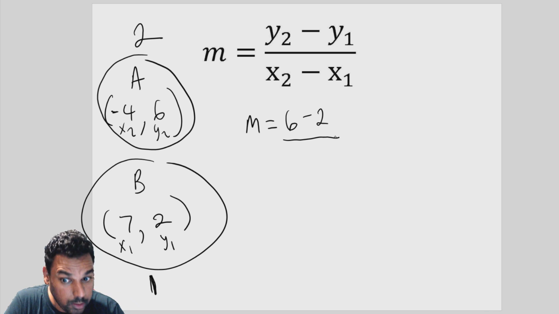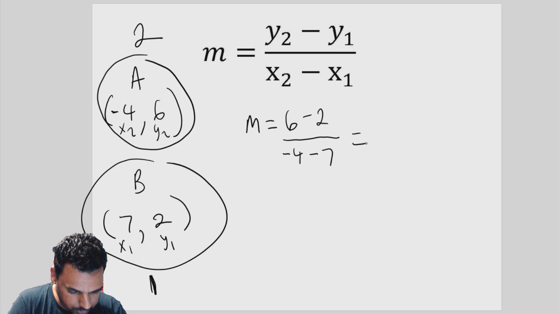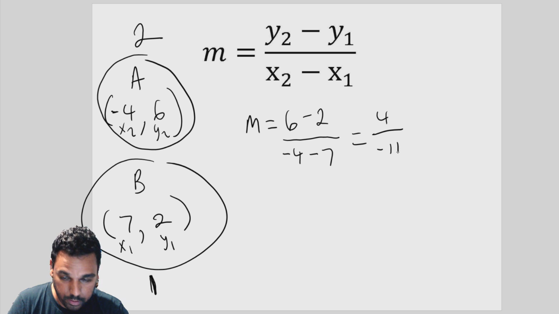Notice I'm being really careful. I could do this really quickly, but I'm taking my time. Don't be afraid to take your time. You don't have to rush, unless you actually have to rush, then, by all means. All right, so 6 minus 2 is 4. And -4 minus 7 is -11. And you could leave your answer like that.